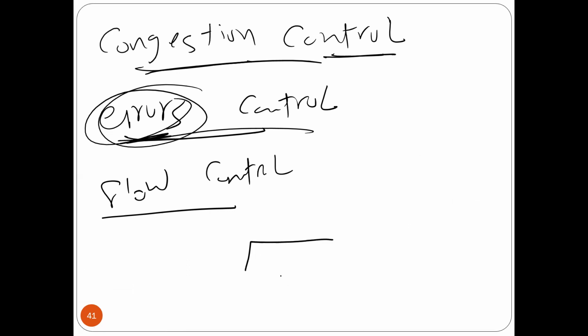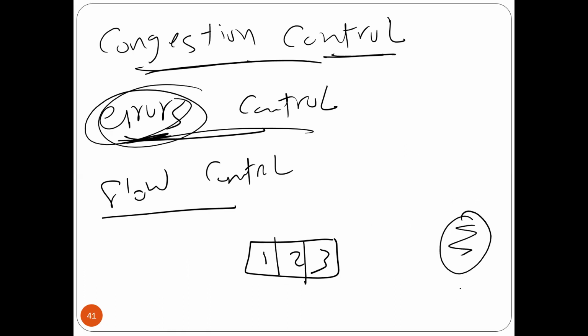As an example, I have a message. I'm going to divide it into, for example, 3 packets. This is packet number 1, packet number 2, packet number 3. I transmit them, but the destination is going to receive only 1 and 3. So 2 is missing. You got what I'm saying?